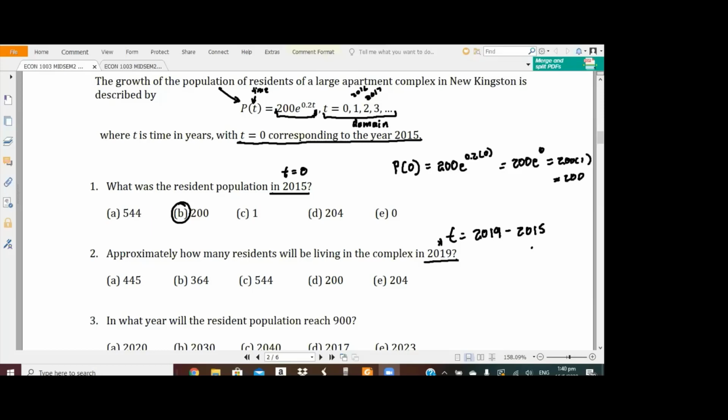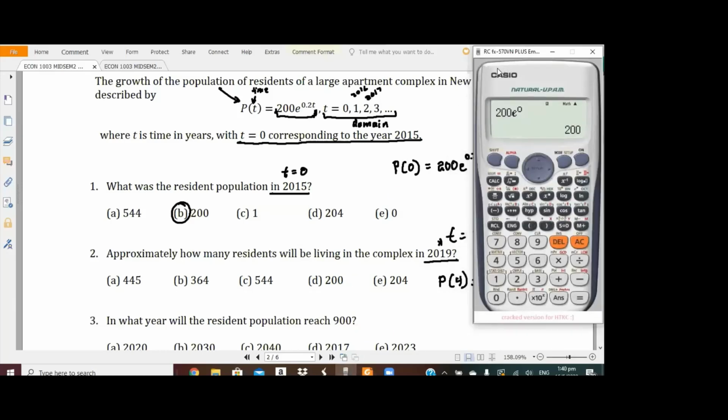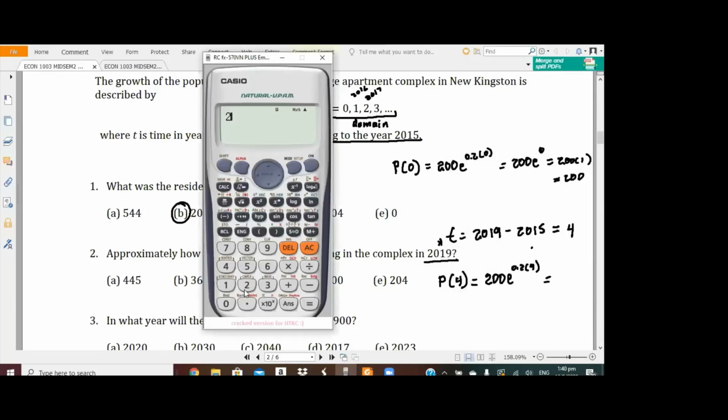All right, great. So when I find that now, 2019 actually corresponds to t equals 4. So all you have to do is just find what p of 4 is. When I work that out, p of 4 is going to be equal to 200 times e to the 0.2 times 4. You can just plug this right away in your calculator. Let me carry it over here. So 200 e^(0.2 times 4). And your calculator tells you that it's approximately 445.